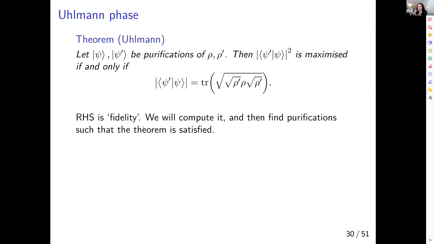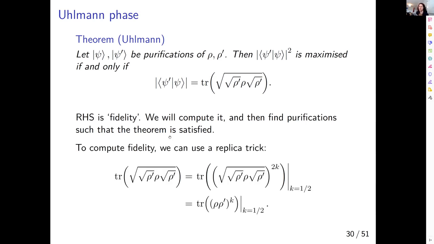So to compute the fidelity, we can use another replica trick. We take the inside of the trace, we take it to the 2kth power, and then we use the cyclic property of the trace. And this means that we can write this whole thing as the trace of rho prime to the power of k. And then to get back the fidelity, we just analytically continue to k equals half.